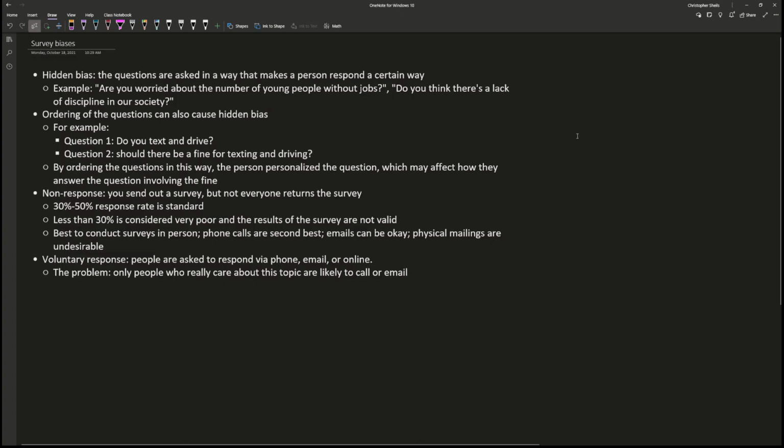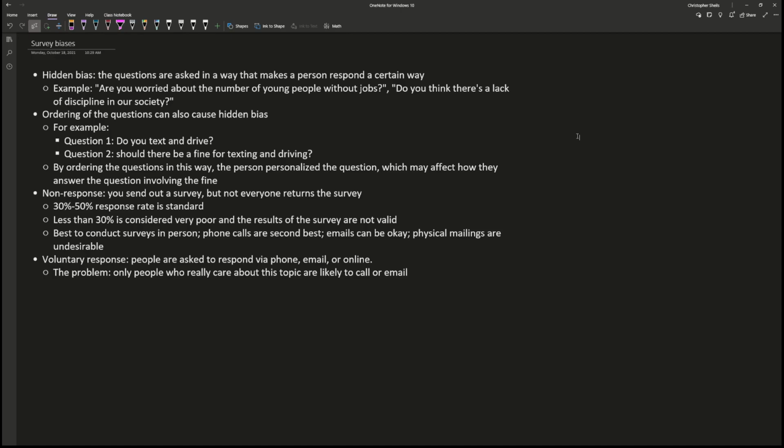Surveys also have their own areas of bias. A few of the issues with surveys actually come from the wording of the questions, the ordering of the questions, the manner the survey is conducted, and the response rate. So we have hidden bias. These are often called leading questions.